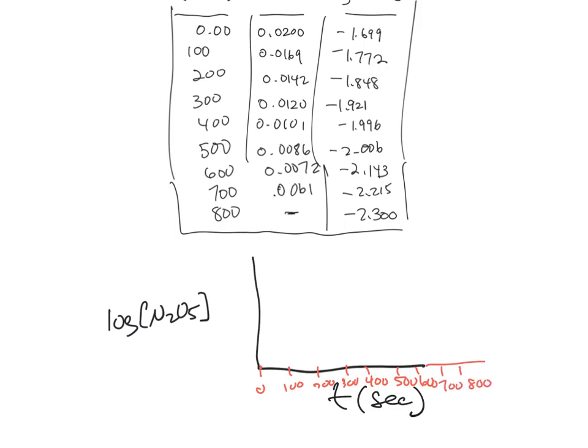Okay, and then the base 10 log, somewhere in here, negative 2.3, negative 2.2, and up here maybe negative 1.77 and negative 1.699, and points in between.